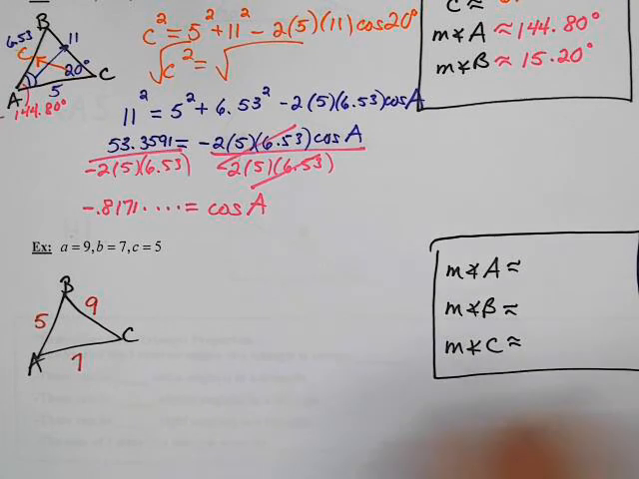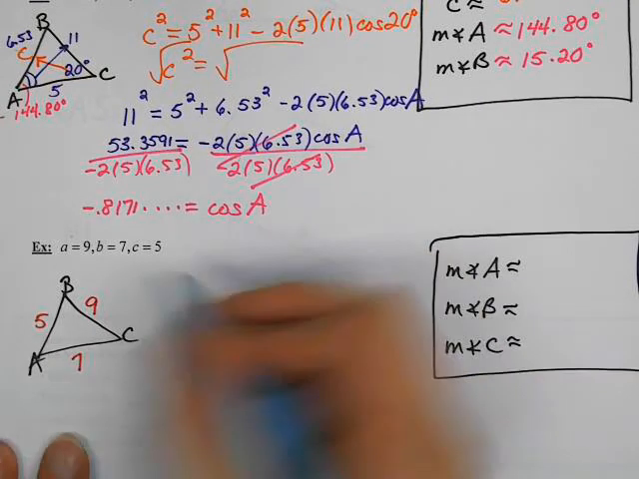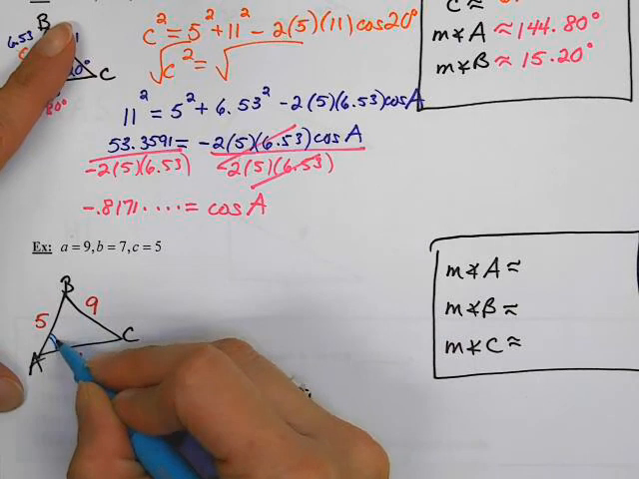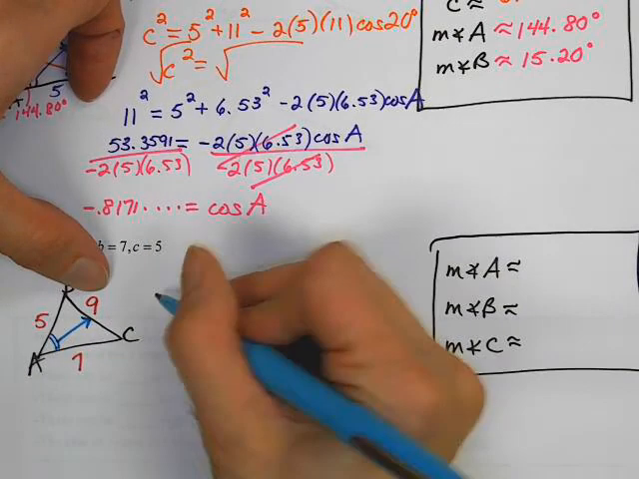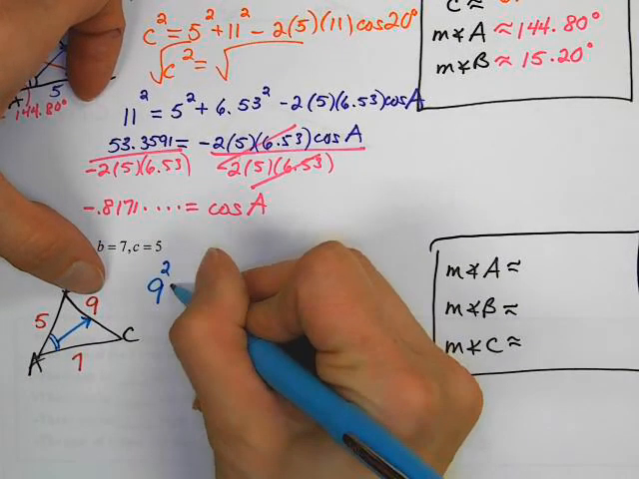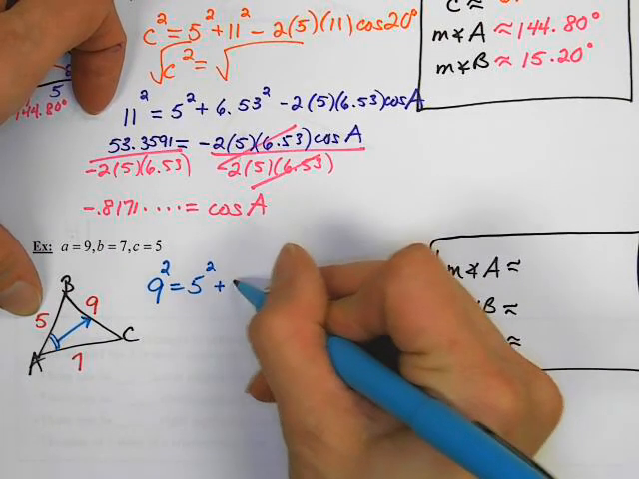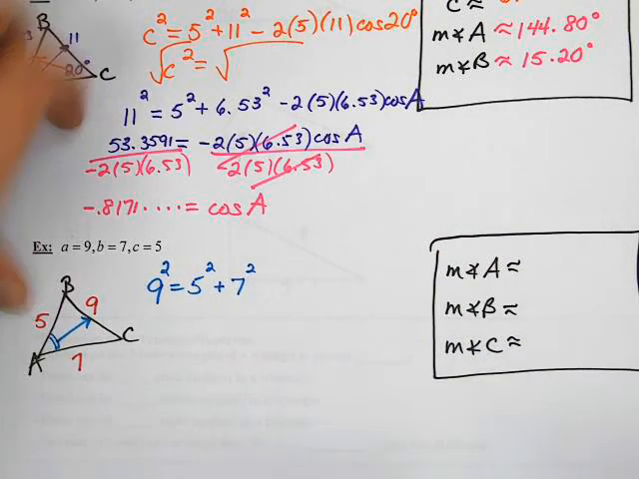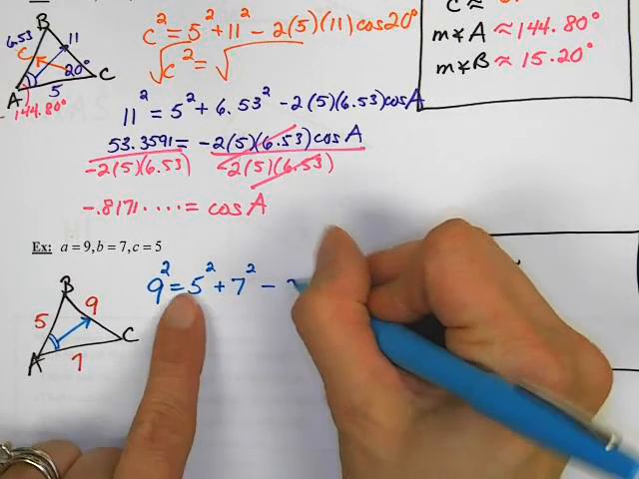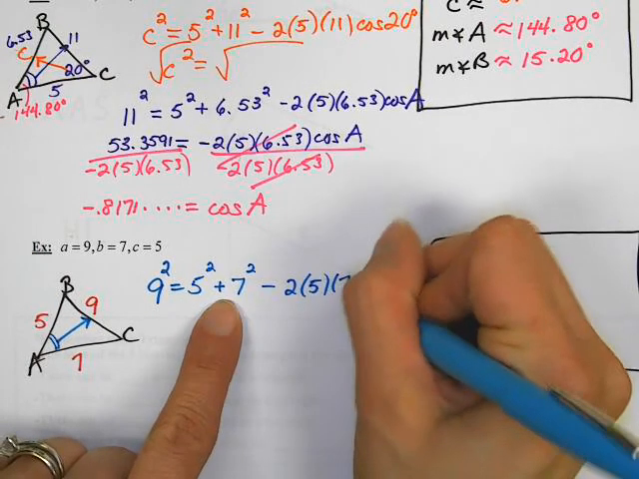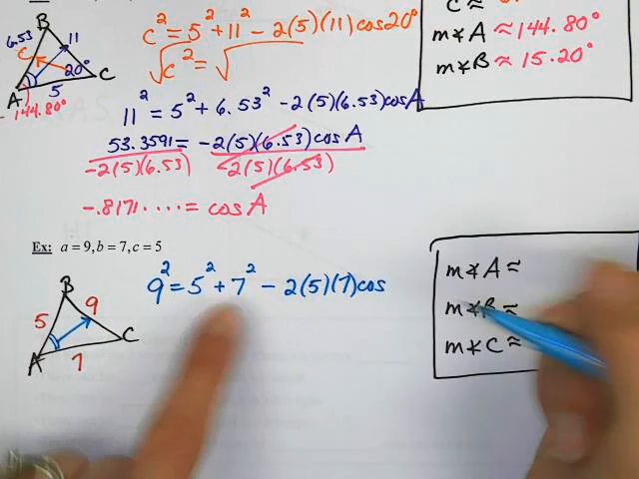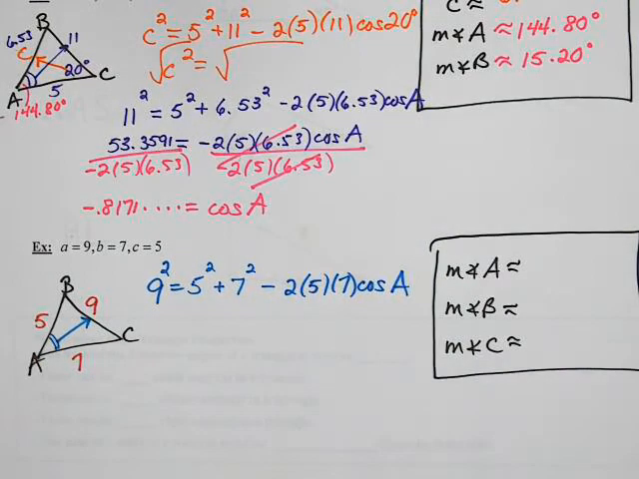I'm going to go for A, since I wrote down the letter A first. If you're going for angle A, we're going to start off with the number 9. 9 squared equals the other two, 5 squared plus 7 squared. That's a little too much. We're going to subtract off 2 times 5 times 7 times cosine of angle A. Okay, that's all you really need to write down on your paper.